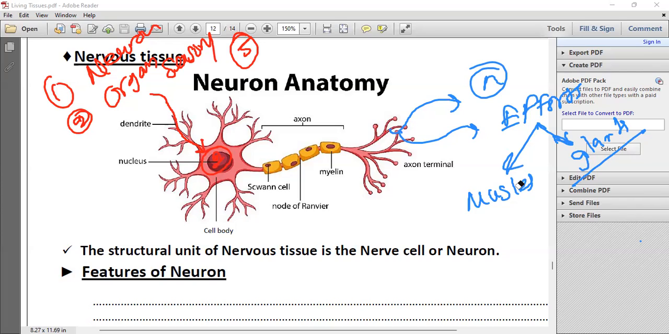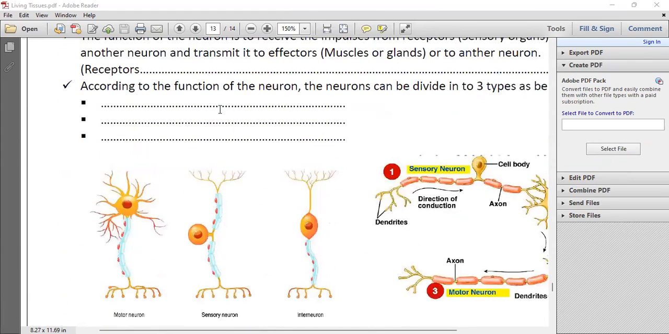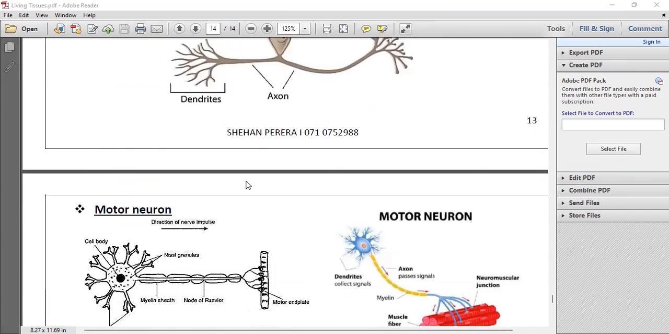And then a neuron can hand over impulses into another neuron, or else into an effector. Effectors are of two types. One type is glands, and the other type is muscles. Right. This is the simple thing that you have to know about the neurons and their impulses. And then, depending on the function and the location of the neuron, we can classify the neurons into 3 types. That is sensory neurons, motor neurons, and interneurons.